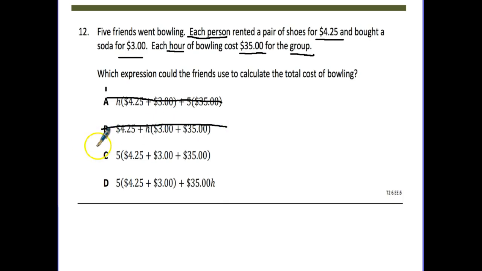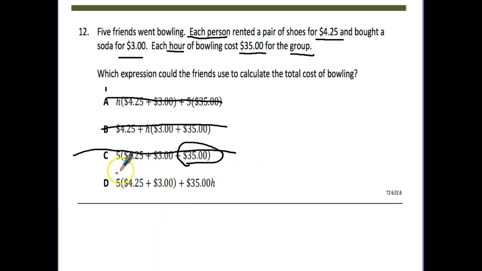Now, looking at C, this is 5 times $4.25 plus $3 plus $35. Well, the 5 times $4.25 and $3, I would agree with, because each person paid that amount. So that would be a way to represent it. But again, the $35 is for the group. Each person is not paying that. So because of that amount that they included in the parentheses, I say no.